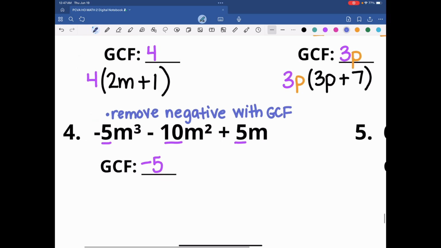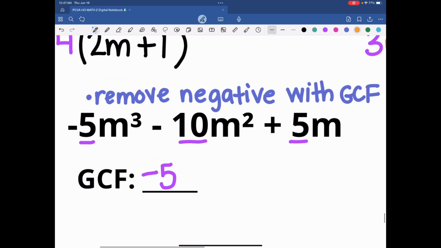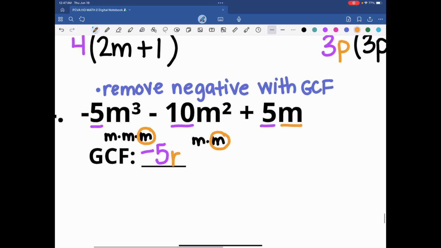Okay, so whenever I have a leading coefficient that's got a negative, I'm going to take that out with the GCF. And here I've got 3 m's, because it's m to the third power. I've got 2, and then I've just got 1. So I'm going to take 1 m out of all 3 terms. So my GCF, we're going to make that negative 5m.